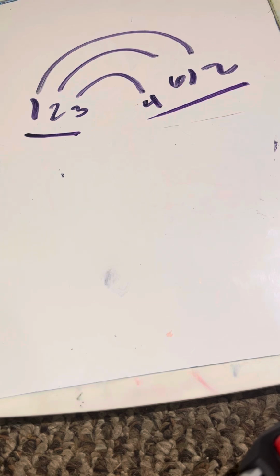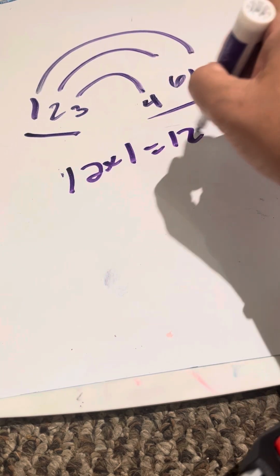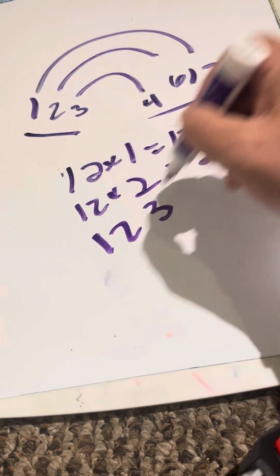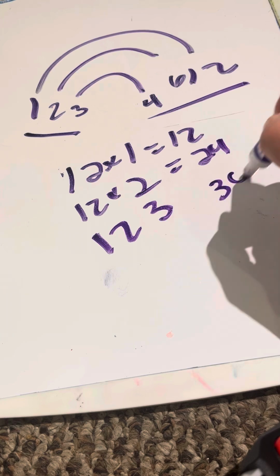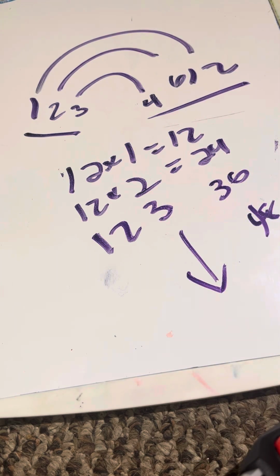What are multiples of 12? That is our 12 times 1, 12. 12 times 2, 24. 12 times 3, 36, and on and on and on. It's 36, 48, 60, 72, 84, 96, 108 to 120.